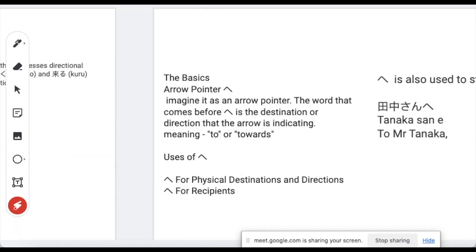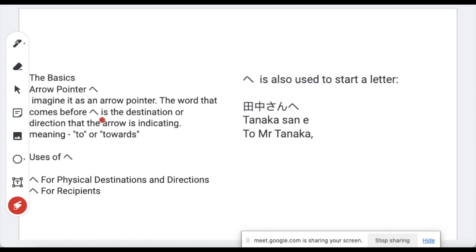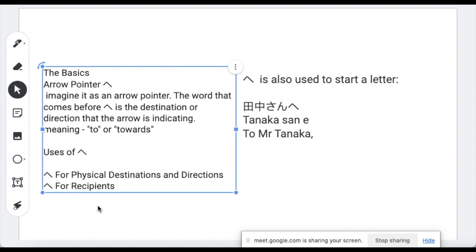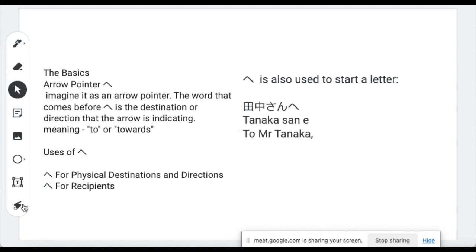Next, we are using this for a recipient. Like when we start a letter to write to somebody else, like to Mr. Tanaka, or whoever you want to write to. Whenever we have to write the recipient, we write 'e'. This is the use of the particle. 'Tanaka-san e'. In Japanese, 'san' is preferred as Mr. or Mrs. So this is a simple use of 'e'.